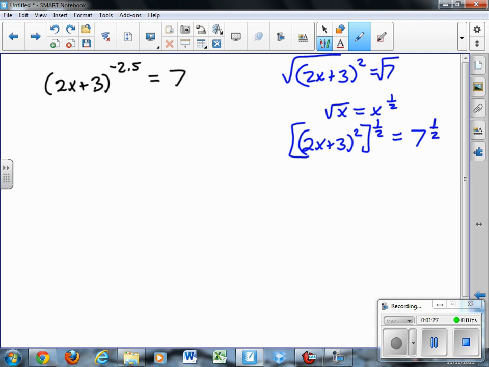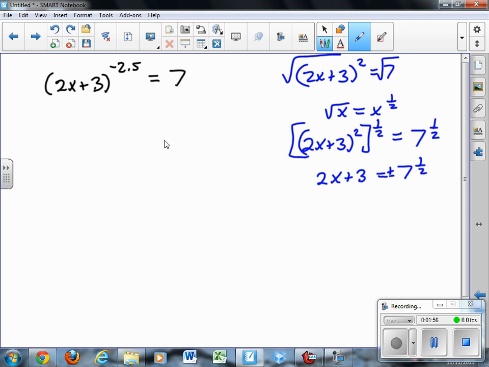So notice what happens when you raise a power to a power, you multiply exponents. So 2 times 1/2 becomes 1. So this just becomes 2x + 3 is equal to 7^(1/2). I would have to remember that this is plus or minus because when I take the square root I do need to do plus or minus. That isn't always the case for all exponents, but if it's an even root, then I do need to do plus or minus.